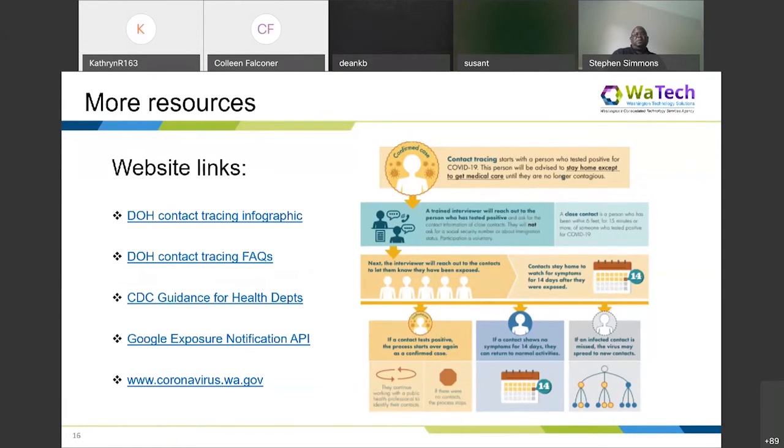So this is more resources about all of the concepts that I've been talking about, and I have included links in the presentation and this infographic from Department of Health to kind of boil it down in a simpler way about contact tracing and case investigation. But there is a lot of information out there about all of these efforts, including more information about the exposure notification API that I'm going to talk about in a little bit. So you'll receive these slides after the presentation today if you're interested in digging into some more details on these concepts.